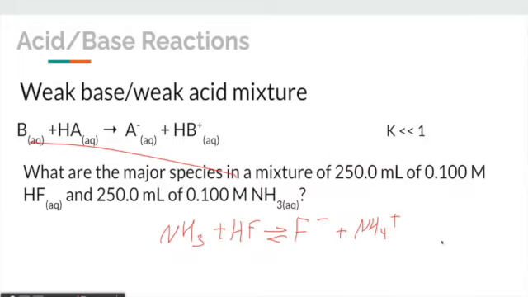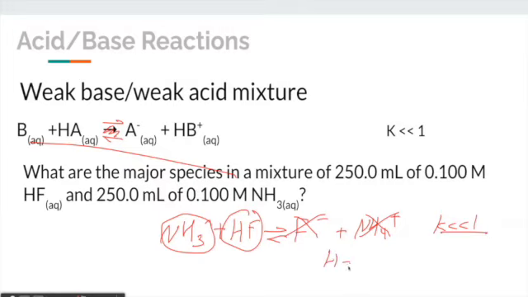And this is a reversible reaction because remember K is going to be pretty small. So this shouldn't be written that way. This should really be a double arrow because this is a reversible reaction. So what are the major species? Well, we're going to have some of this. We're going to have a bunch of this. We're not going to have very much of this. We're not going to have very much of this because K is very small. We will have a lot of water.